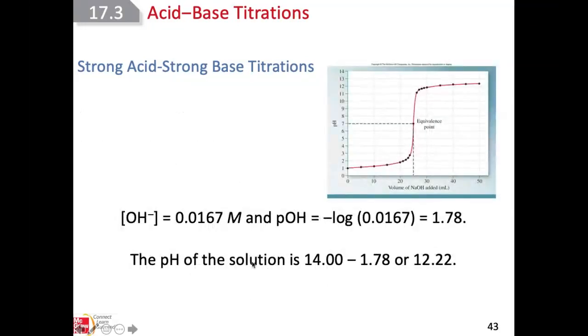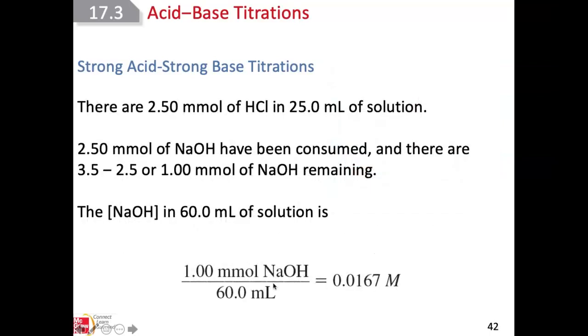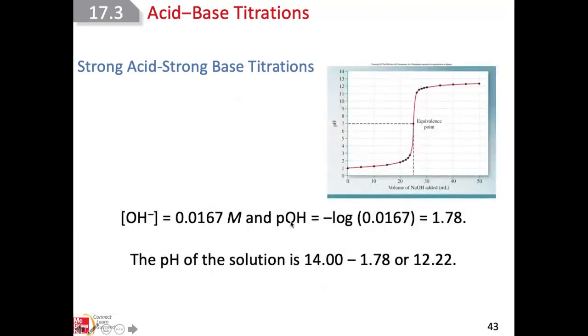And then we can find the concentration of OH minus. This is the concentration of OH minus because NaOH is a strong base, and the concentration of a base equals the concentration of OH minus. And we can find pOH. And from that, we also can find the pH, 14 minus pOH. So now you can see in that beaker, we only have base and the pH is 12.22.